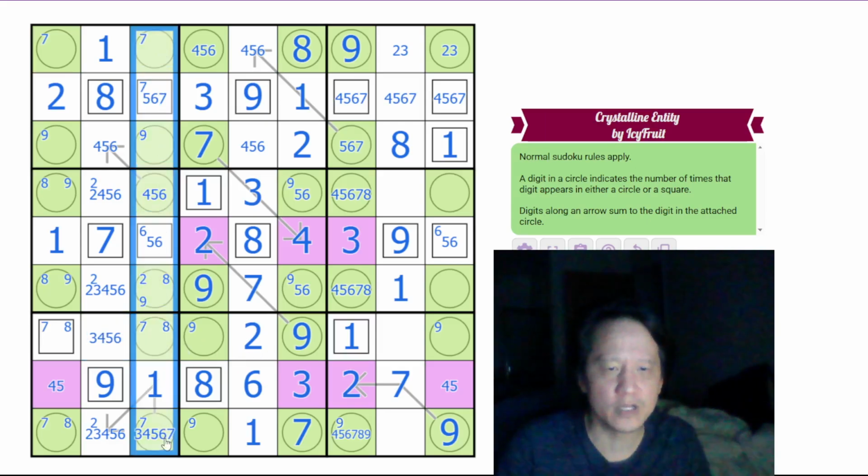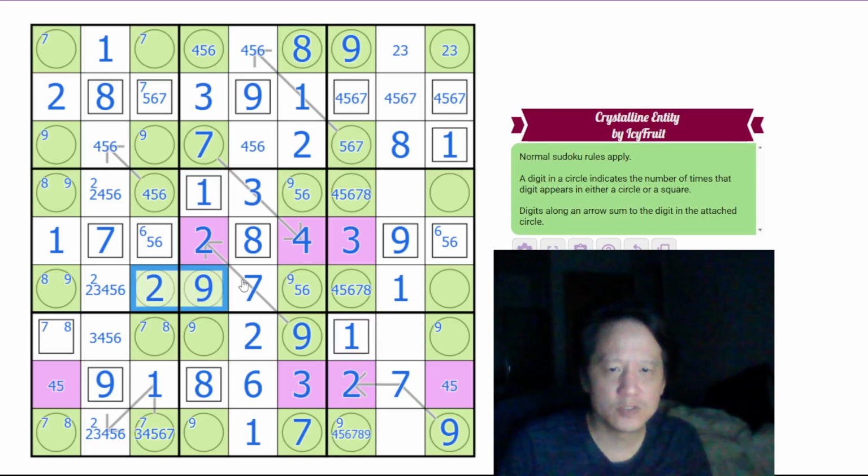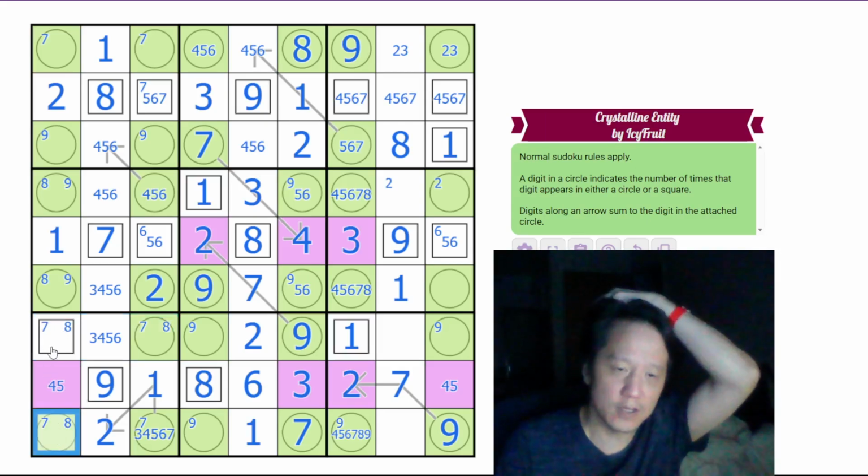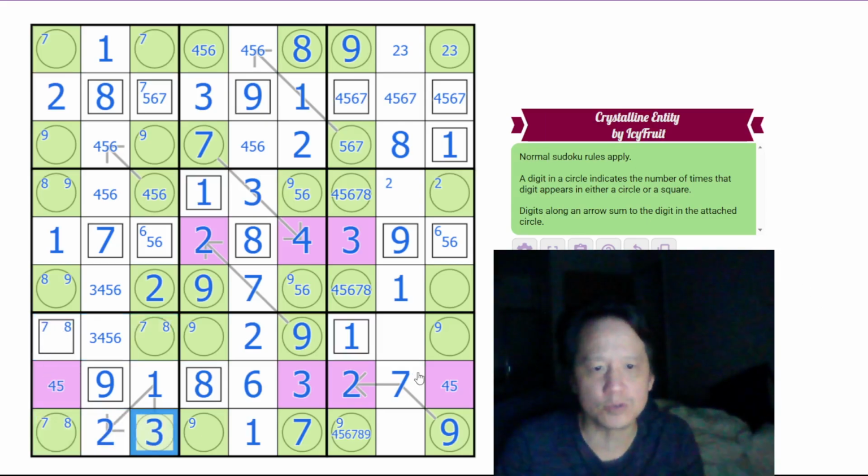Whereas the 2 in column 3, it has to be here. So this is 2. Which means 2 cannot be here. 2 was one of these 2. So obviously 2 can't be here. 2 can't be here, which forces this to be a 2. Because 2 can't be here or here. It cannot be here, so it must be here. So this is 3. Obviously, this can't be 9. This can't be 7.